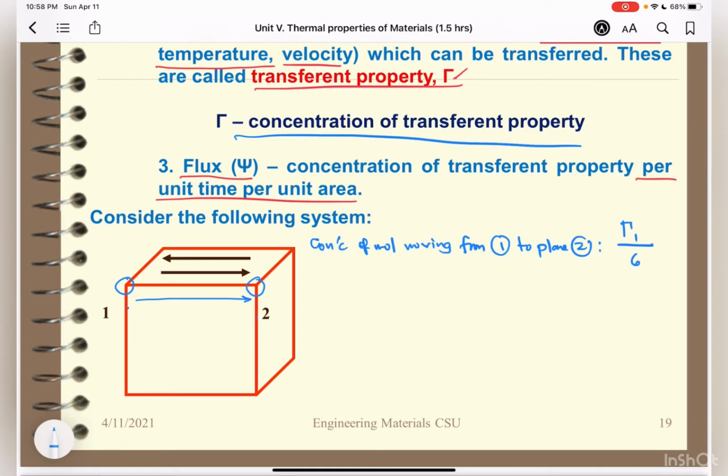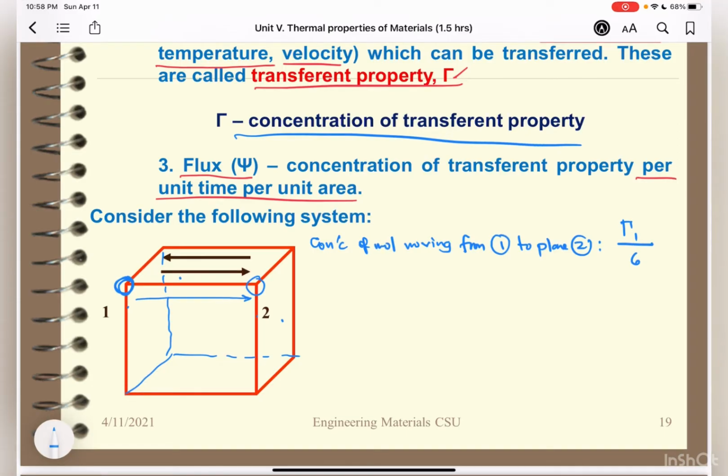Why 6? Because this molecule can travel, assuming that this is a cube, on 6 different planes. It can be top, bottom, right side, left side, and then the front and the back. So that's actually 6. It can bump the top, the front, the right side, the left side, the bottom, and the back. So you have 6 faces that this molecule could actually travel to.